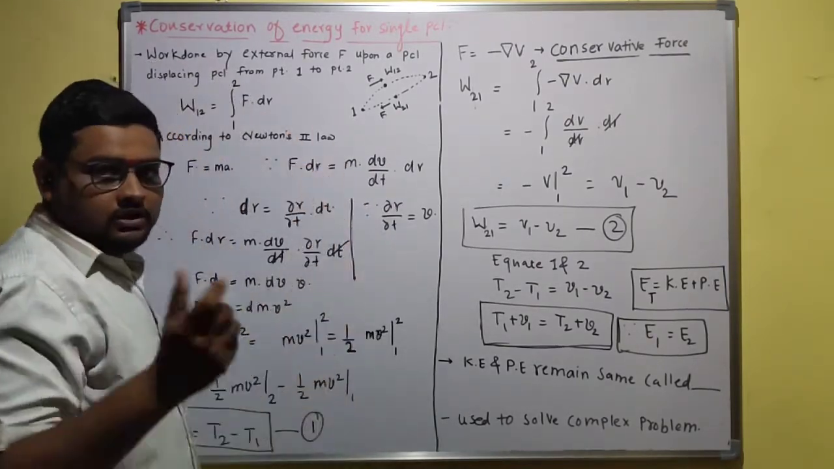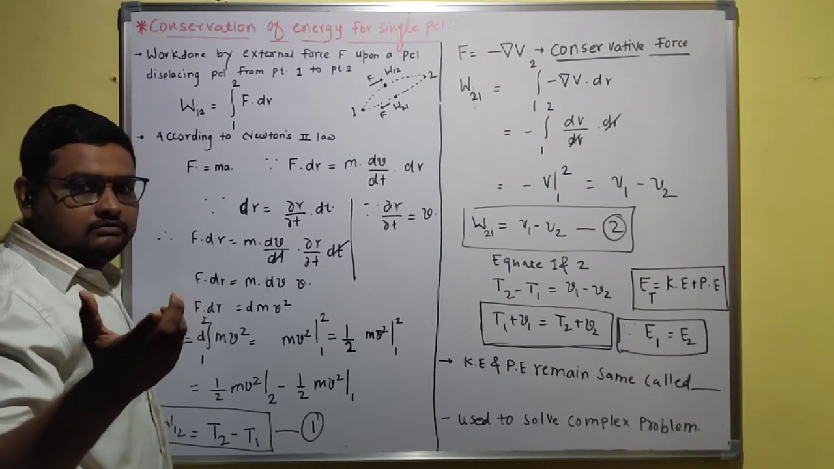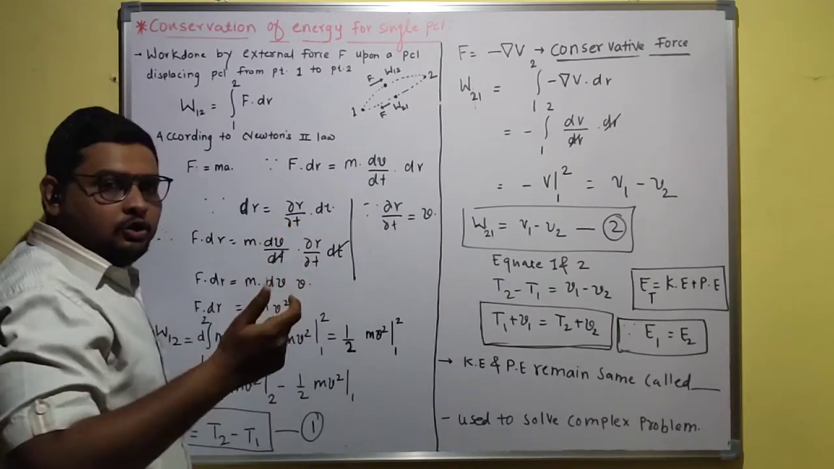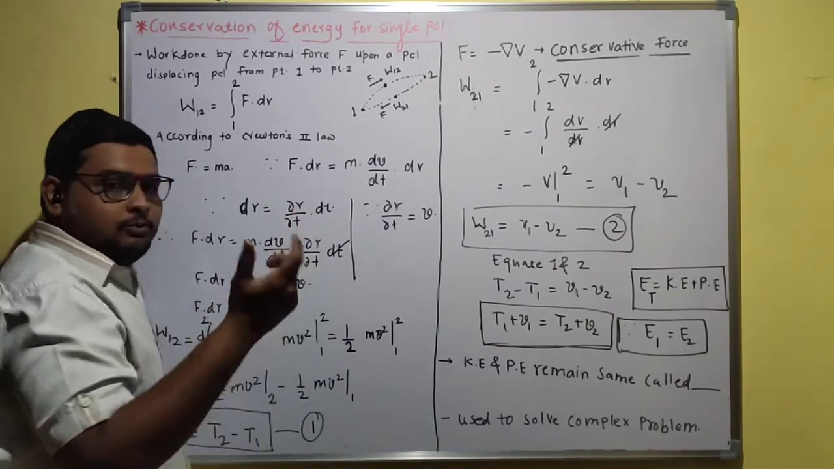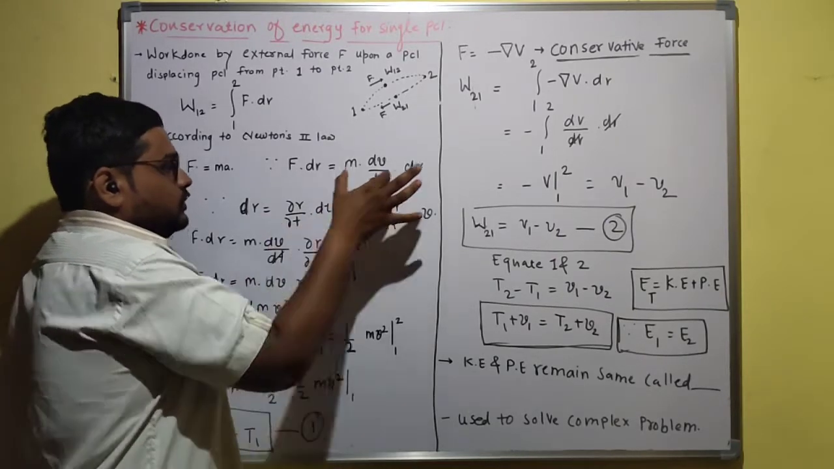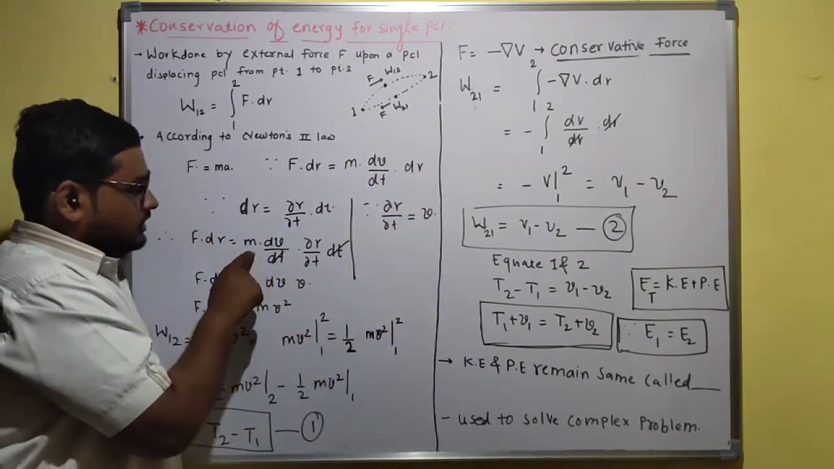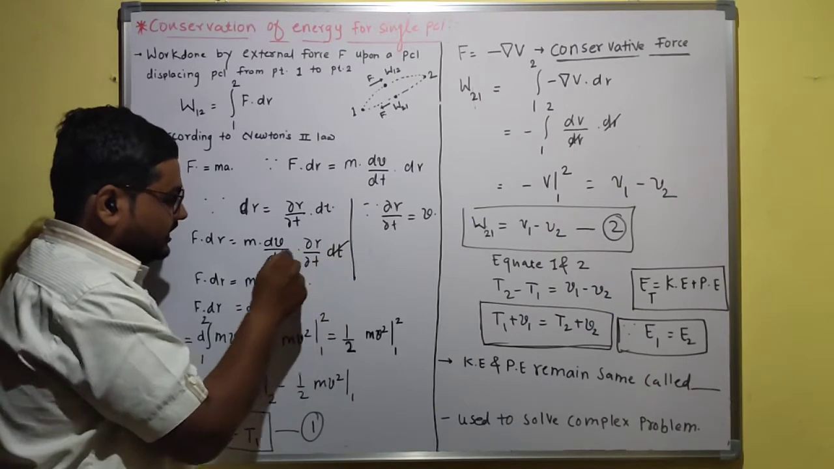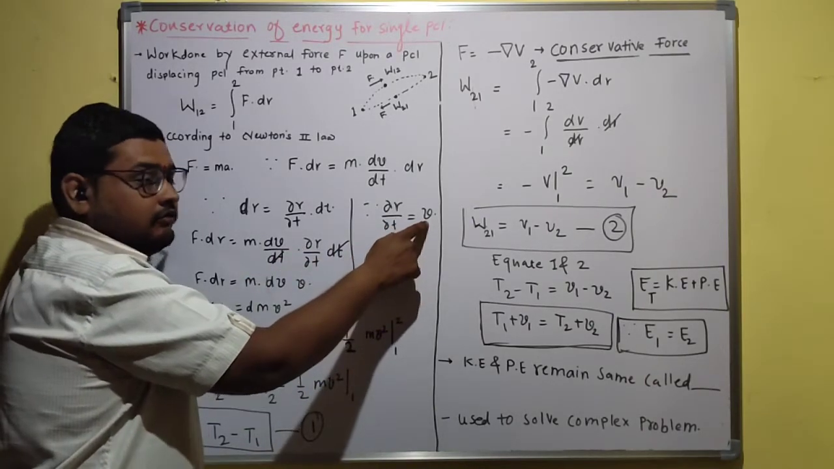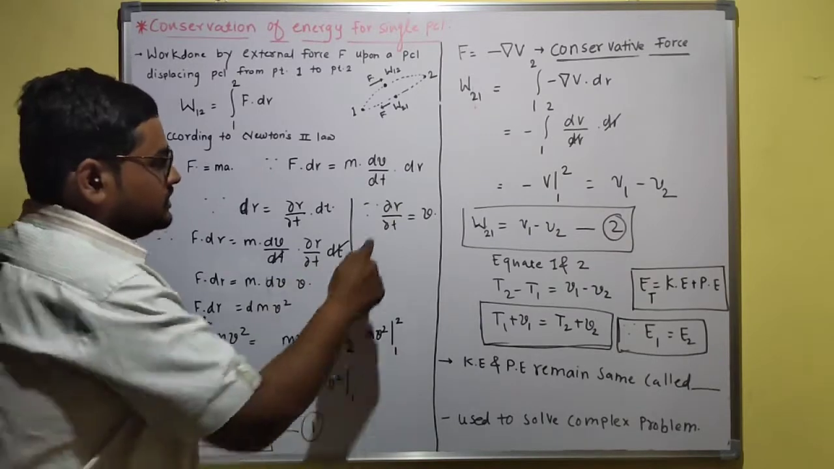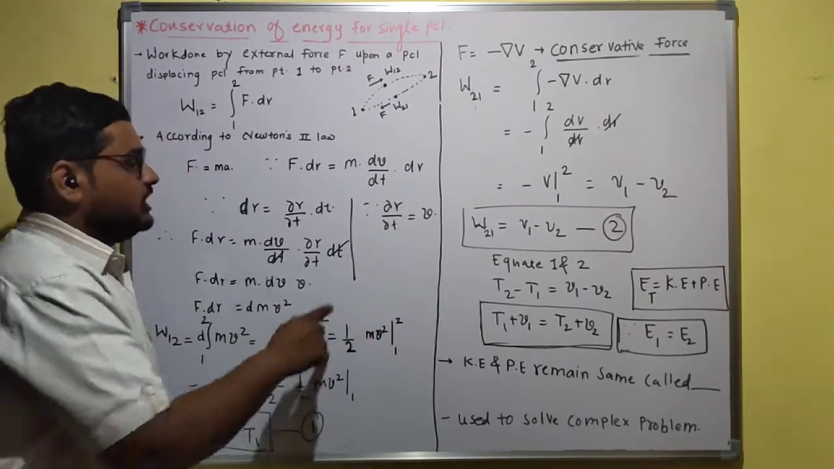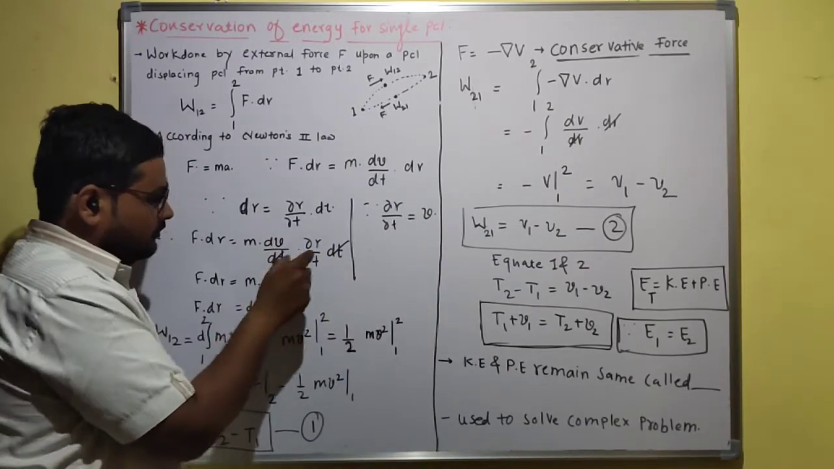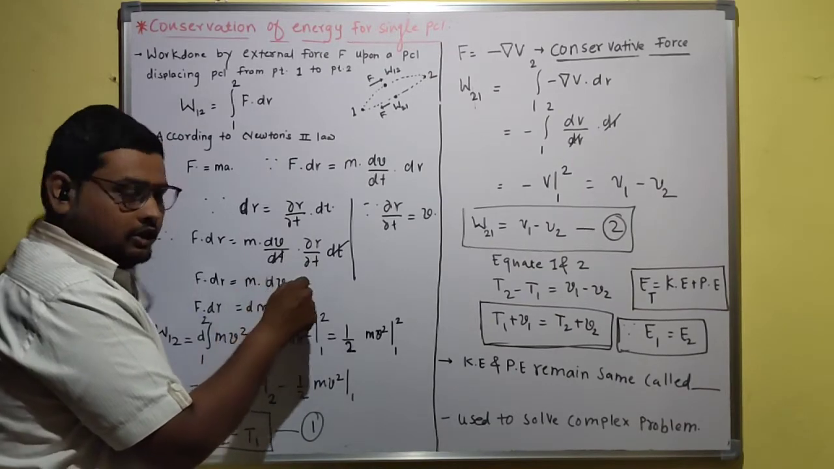But we know dr is also a displacement, so we can write it as dr by dt into dt. Putting this value here, what will we get? m into dv by dt into dr by dt into dt. Just cancel dt. We know dr by dt is nothing but v, since displacement divided by time is velocity. That's why for dr by dt we will write v. So our equation becomes m into dv into v.